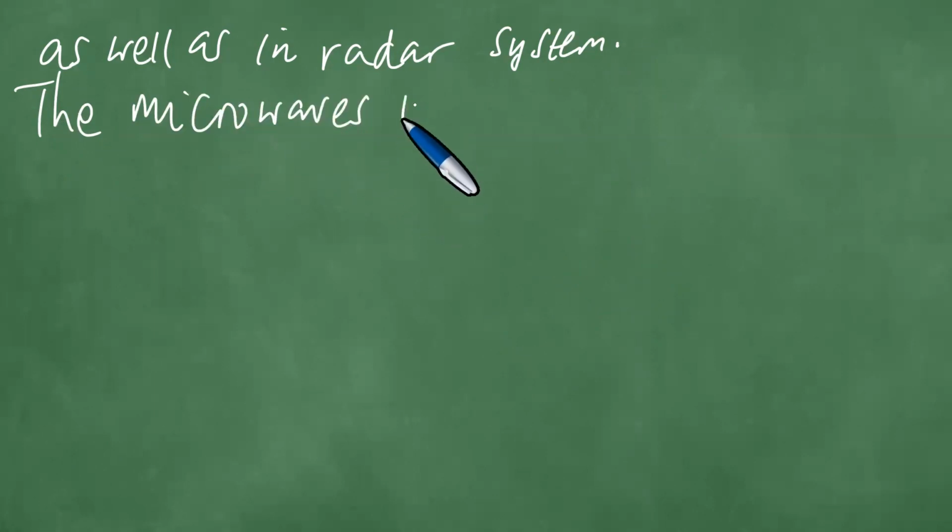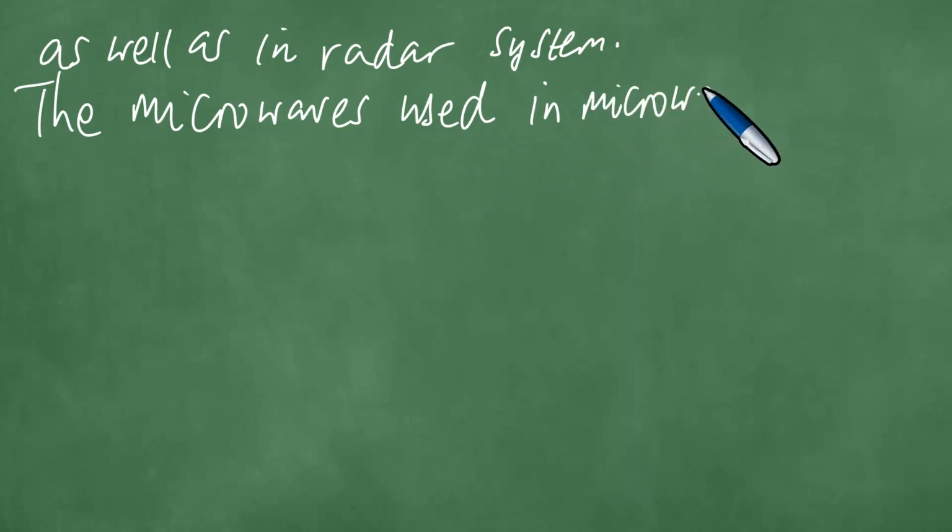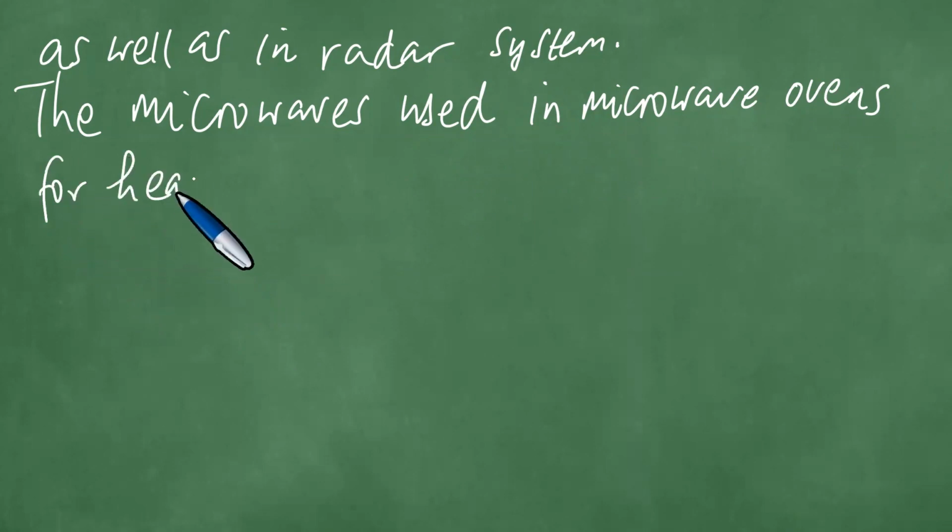the microwaves used in microwave ovens. Let's speak about the microwave ovens. Right, in microwave ovens, what happens in the microwave oven? So the microwaves used in microwave ovens for heating and cooking.